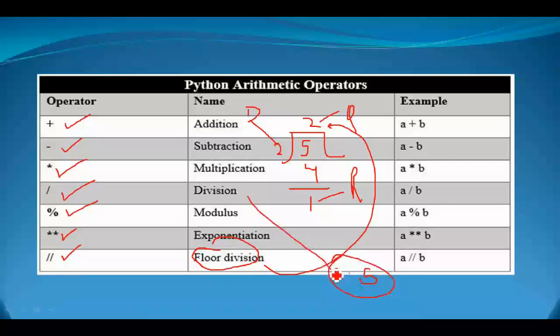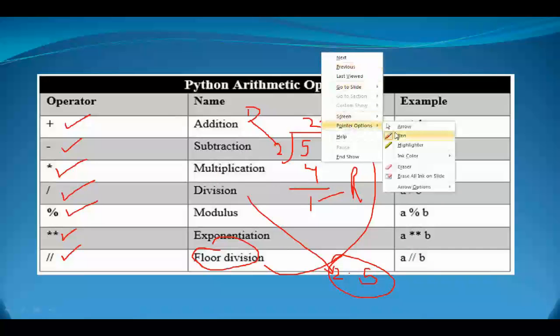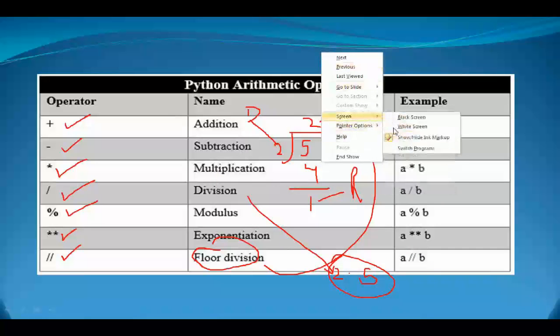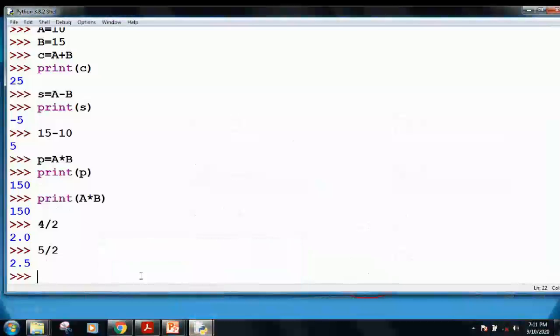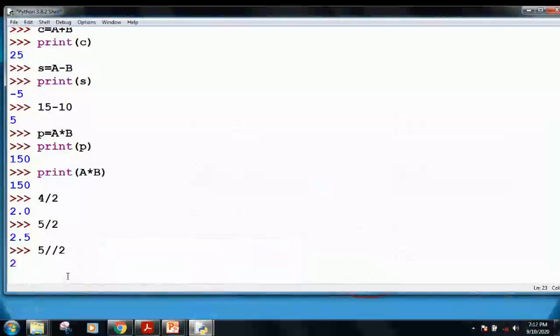Okay, and if you further divide it completely, you will get the answer 2.5 also. You know that when 5 is divided by 2, you can get the answer 2.5. This is what your actual division is going to return. So when you do floor division, you will get this answer. I am showing you on my Python IDLE. See here, 5 double slash 2. This is your floor division.